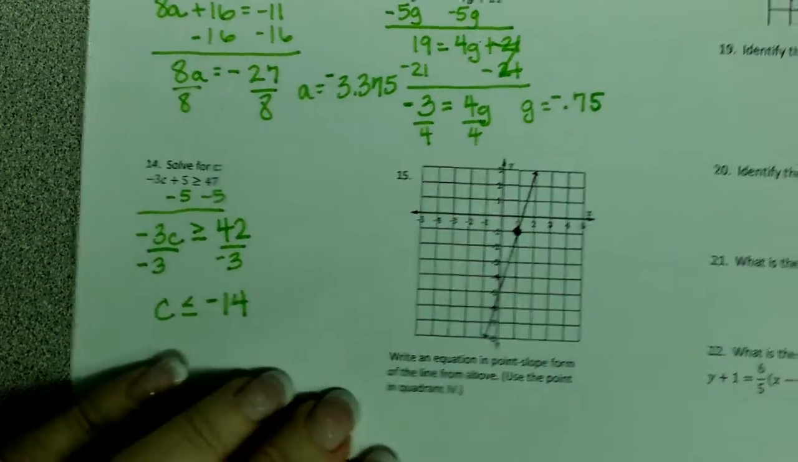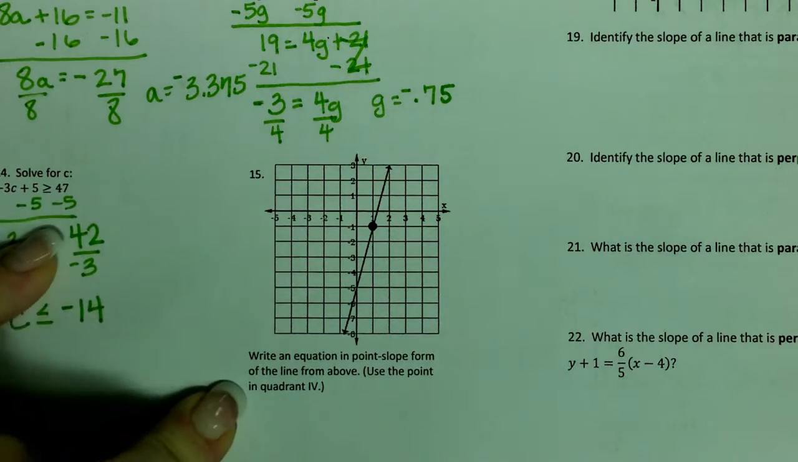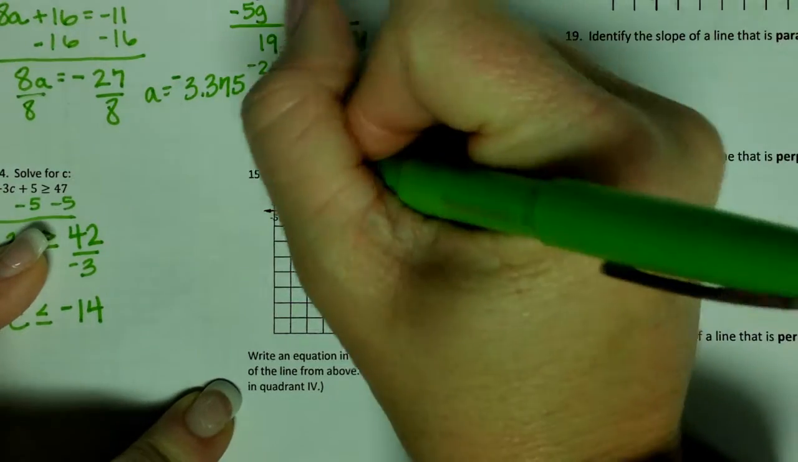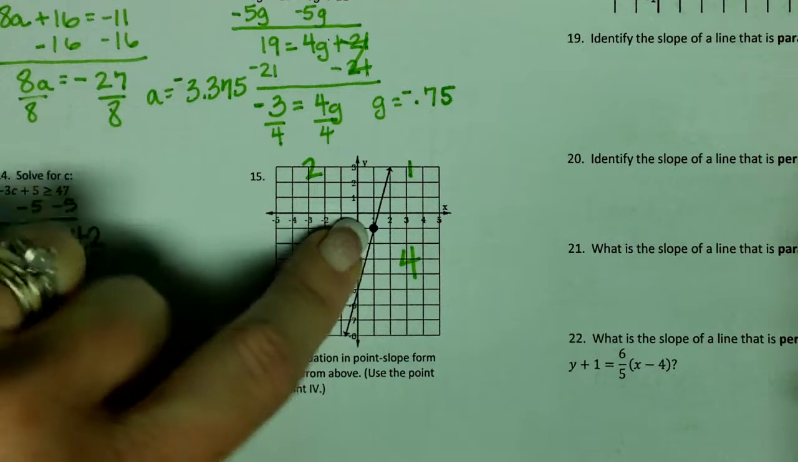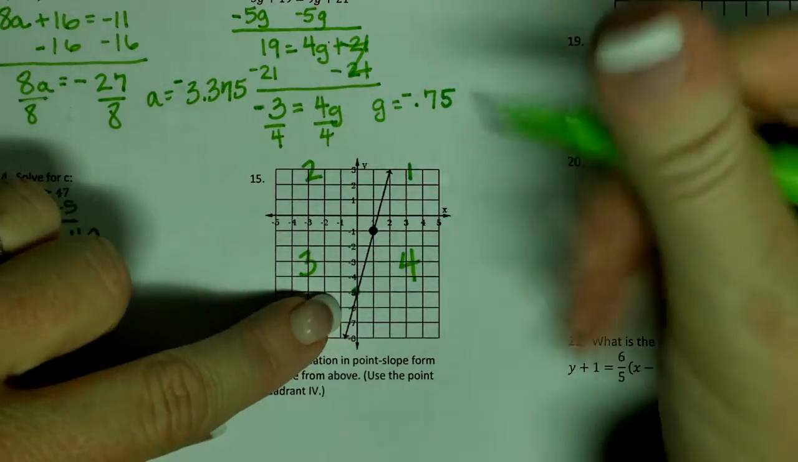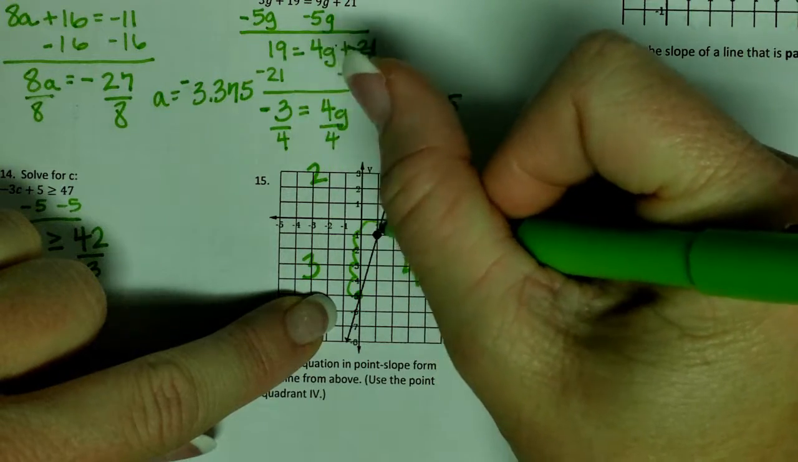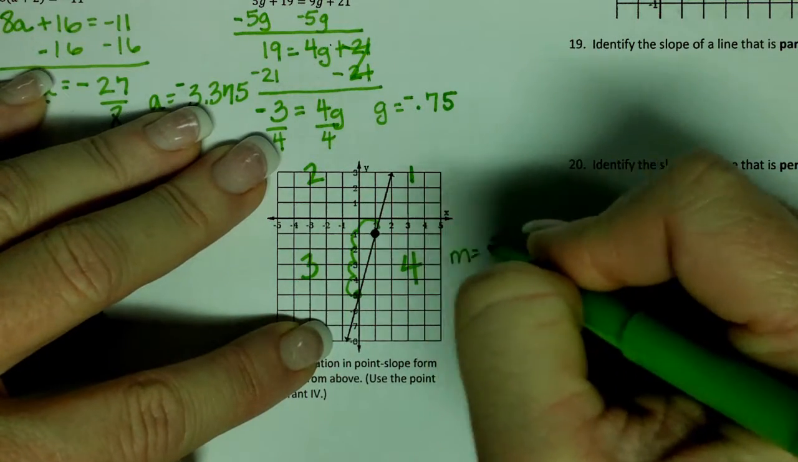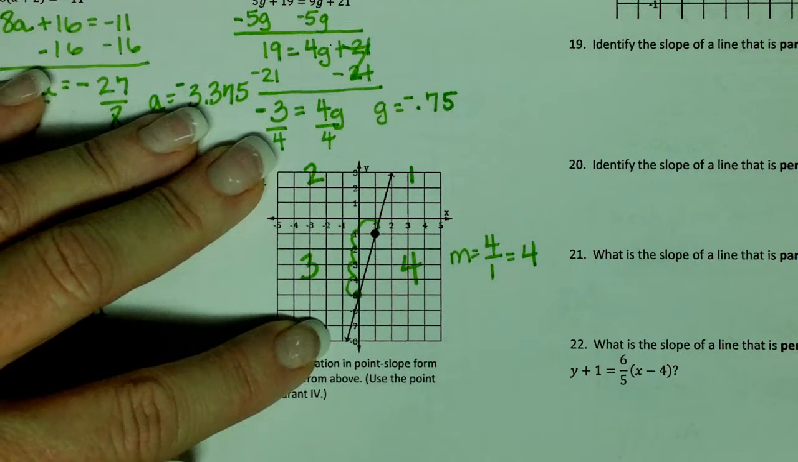Okay, number 15. Number 15 says write an equation in point-slope form of the line from above. Use the point in quadrant 4. So remember, it goes 1, 2, 3, 4, like that. So they're talking about this point right here. But what do we need also? Our slope. So we've got to use 2 perfect points. We're going up 1, 2, 3, 4, and over 1. So our slope equals 4 over 1, which is just 4.